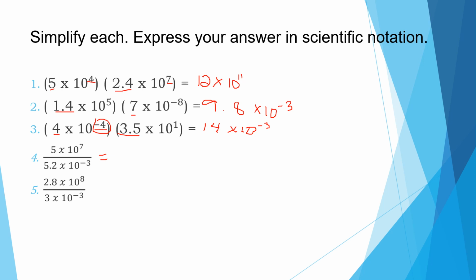Pag division naman, so we just divide the whole number. So, 5 divided by 5.2. The quotient is 0.96. So we just get the nearest two digits, no? Times 10. So, kumbaga significant figures ang kinukuha natin to the two decimal places. Pag inangat mo yung 3, magiging plus. So, magiging 10 raised to 10 yan. Gets nyo?